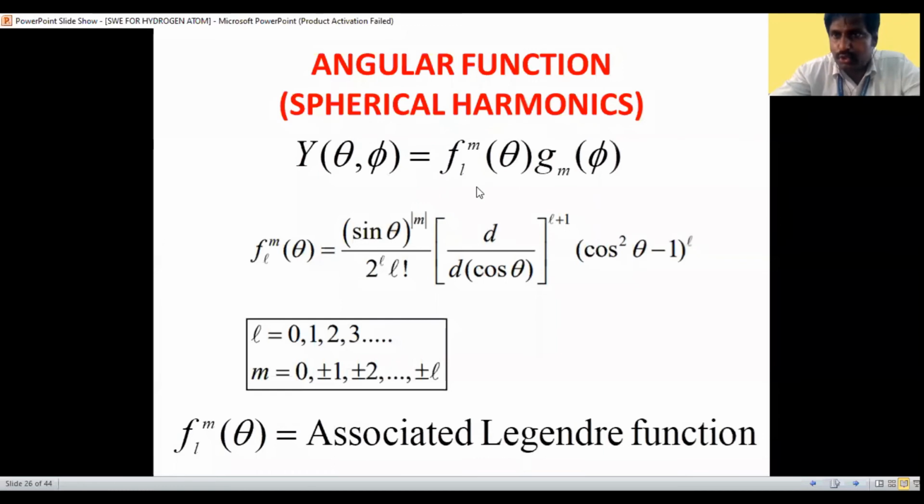And the solution for this F L M of theta is given, and here L is equal to 0, 1, 2, 3. If L is equal to 0, s orbital. If L is equal to 1, p orbital. If L is equal to 2, d orbital. If L is equal to 3, f orbital. This is why we are giving these names s, p, d, f. We even have the s group, p group, d group, and f group in the periodic table.